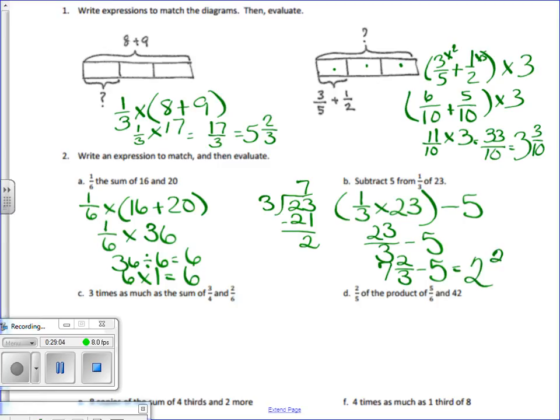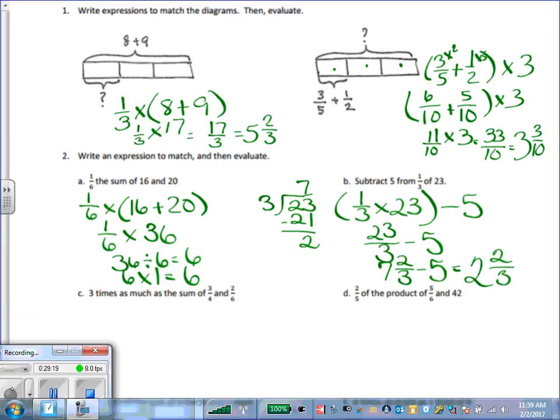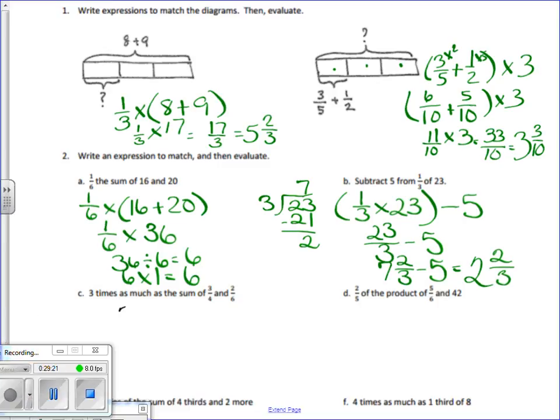So it's 2 and 2/3 because the 5 doesn't have anything. That's like 7 whole pizzas and 2/3 of the pizza minus 5 whole pizzas. Me too. I got it. So 3 times as much as the sum of 3/4 and 2/6. That is the expression. Yay. That's what it looks like.